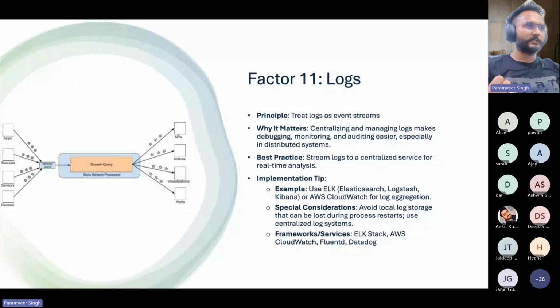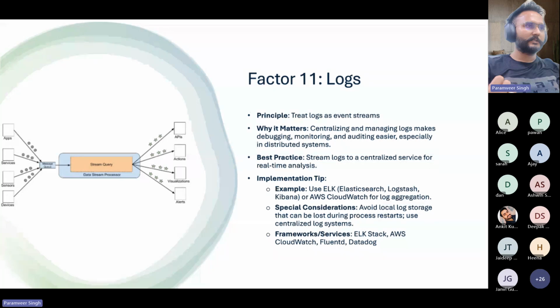Then the 11th factor says logs. You should be treating logs as streams. What it means is that in, let's say, .NET or in Node, you can write your logs to standard out, which is console log. You can write your logs to files. You can write your logs to a third-party logger where you're storing it. Now it says that your service should not be relying on third parties, should not be relying on files. It should only be sending out streams of logs to your standard output, which is your standard out. It could be console log, it could be stdout, right?